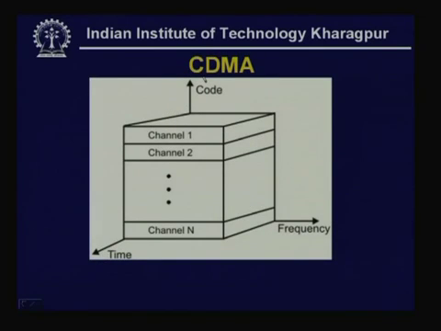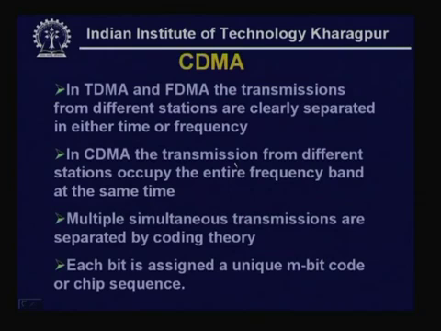Now let us focus on the other one, the most complex one, code division multiple access, CDMA. In CDMA, as you can see, it is neither divided in terms of time nor divided in terms of frequency. Each of the channels occupies the same frequency and time simultaneously. However, they are separated in terms of codes. So you have got channel 1, channel 2 and channel n using different codes, and how exactly it is done by using different codes will be explained very soon.